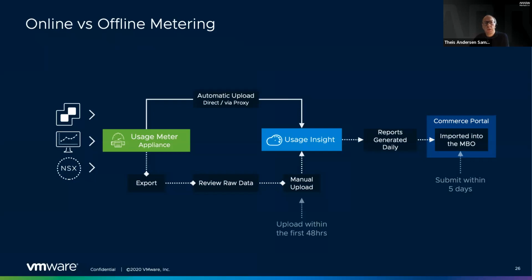Then you go into the usage insight portal, upload the file, then data is pushed as normal over to the commerce portal and into the billing order that needs to be submitted within 5 days, starting from the start of the month. So yes, it's possible to do offline metering. Is it a little hassle? Yep, sure is. And there's room for errors in there, like missing the 48-hour window you have to upload the data.